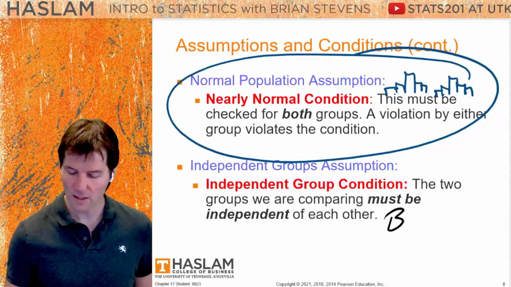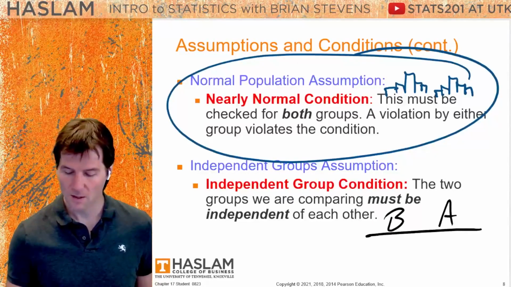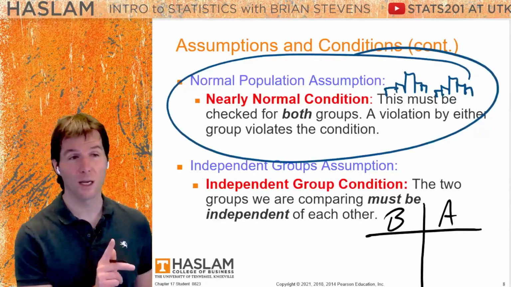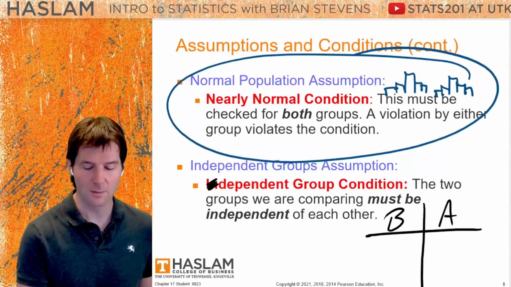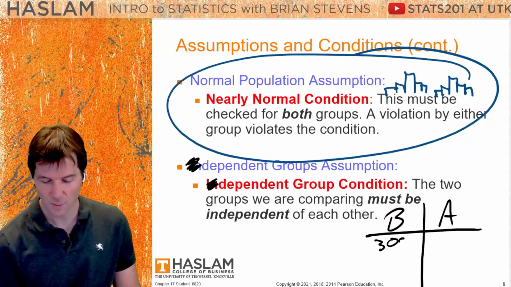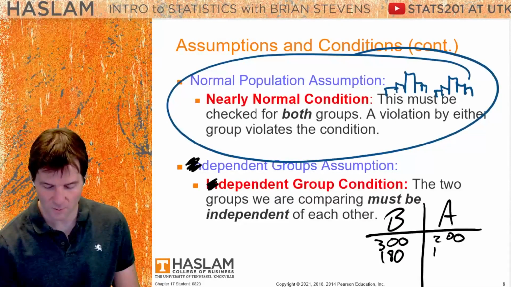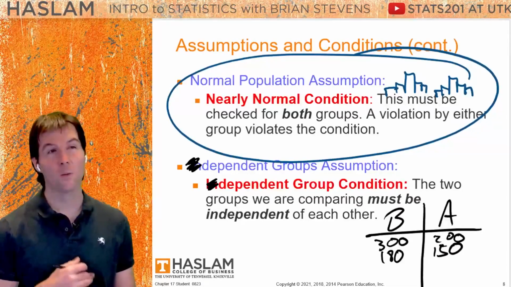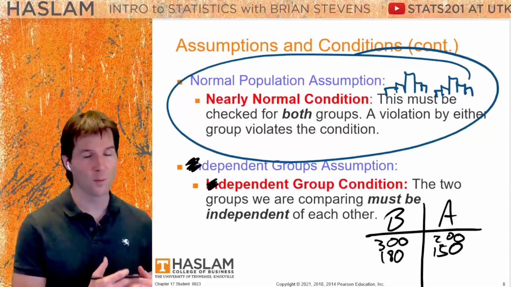You have a before weight and you have an after weight. And this is what is called a paired t-test, which we are not doing, because these would be dependent means. We would not pass the condition. Because if somebody starts out a diet at 300 pounds, their after weight might be 200. Someone starts at 180, their after weight might be 150. And the weight after a diet would depend on the weight before a diet.